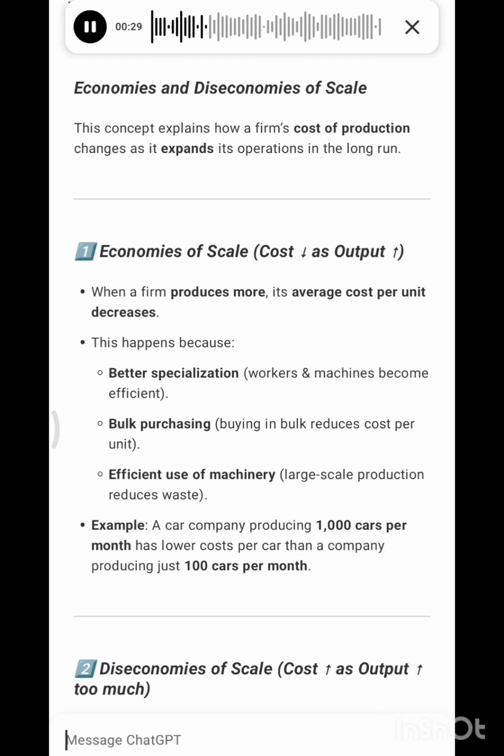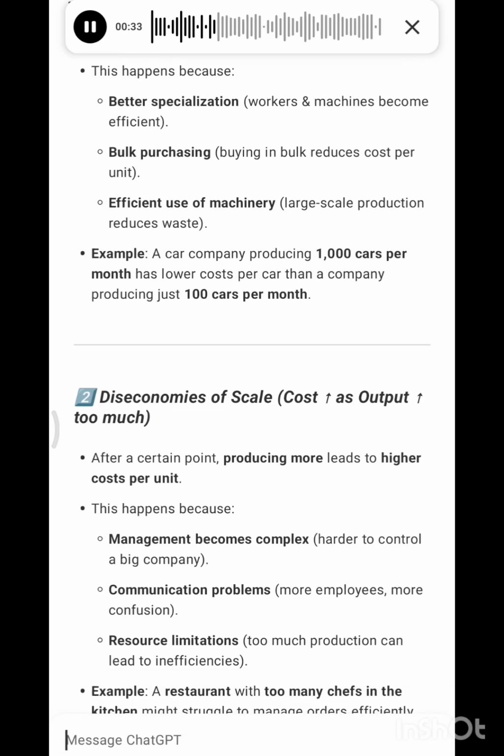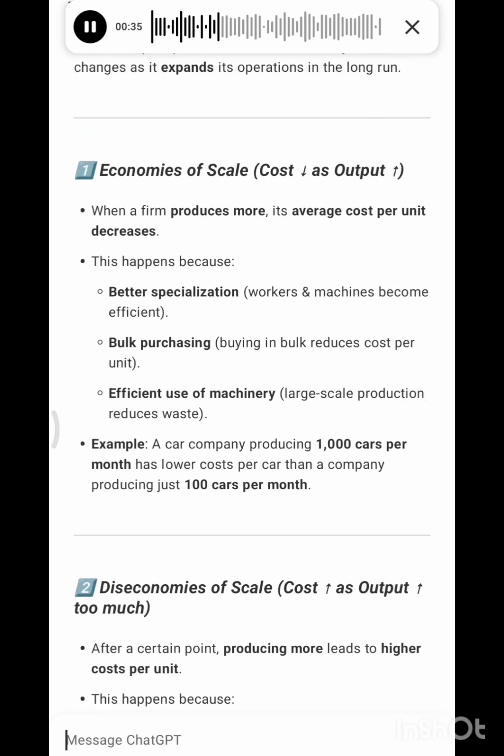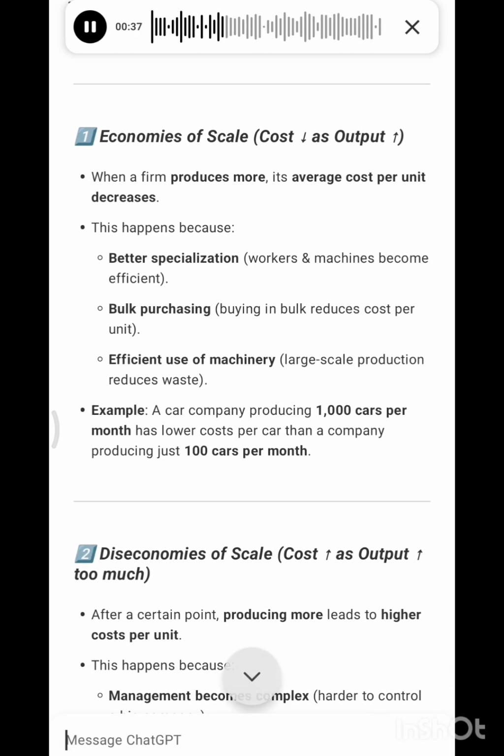Efficient use of machinery: large-scale production reduces waste. Example: a car company producing 1,000 cars per month has lower costs per car than a company producing just 100 cars per month.